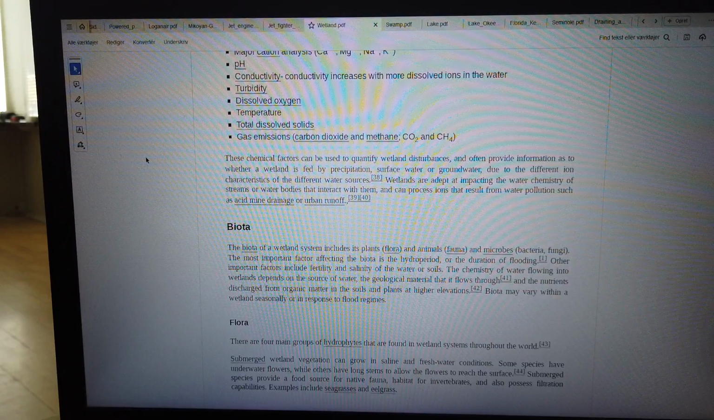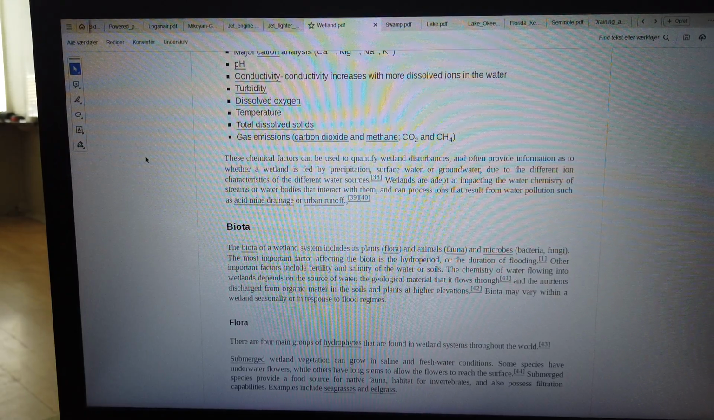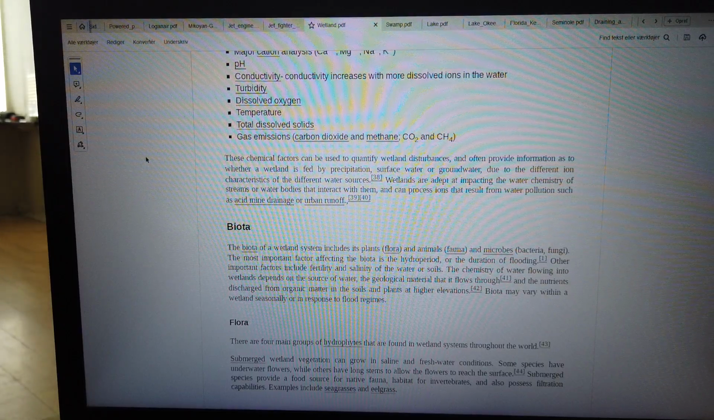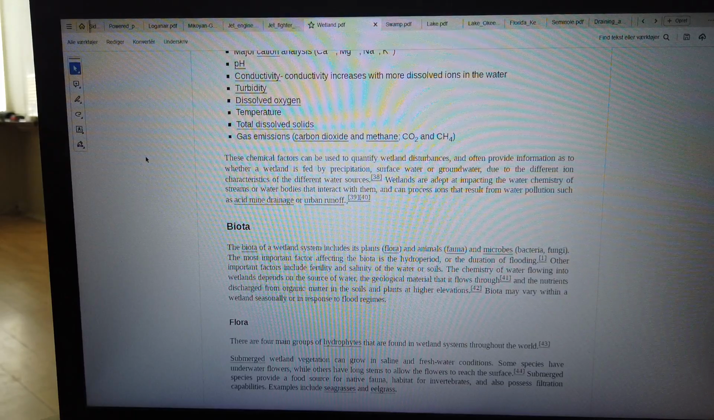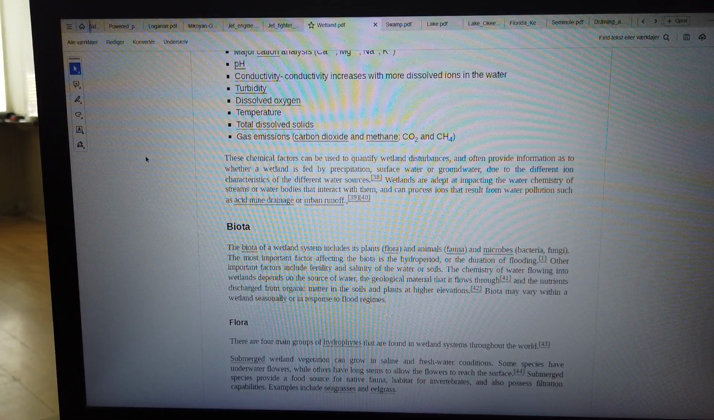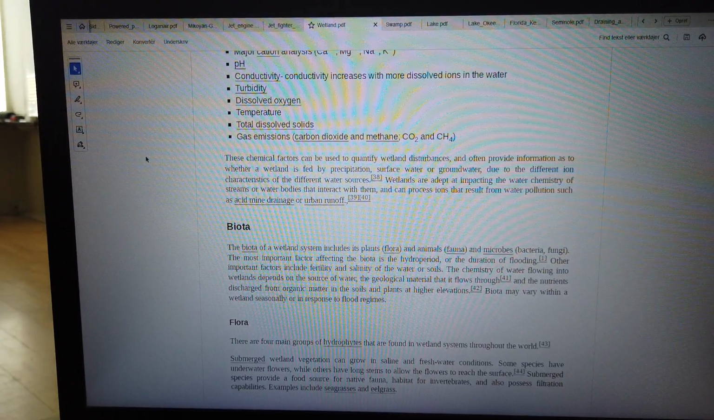The chemistry of water flowing into wetlands depends on the source of water, the geological material that it flows through, and the nutrients discharged from organic matter in the soils and plants at higher elevations. Biota may vary within wetlands seasonally or in response to flood regimes.